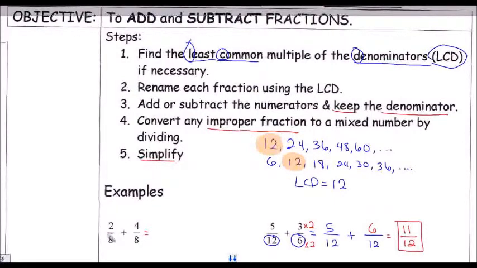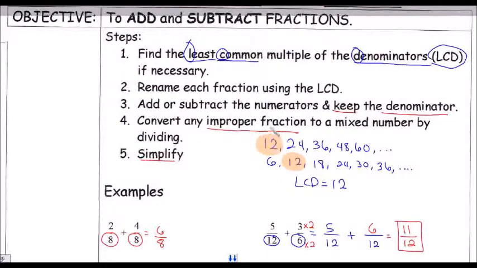For example, here, if I look at my denominators, they're already common. They already have 8s. So I don't have to go and find the least common denominator. They gave it to me already. So this is an easy one. I'm going to keep that denominator the same. I'm going to add the numerators. 2 plus 4 is 6.